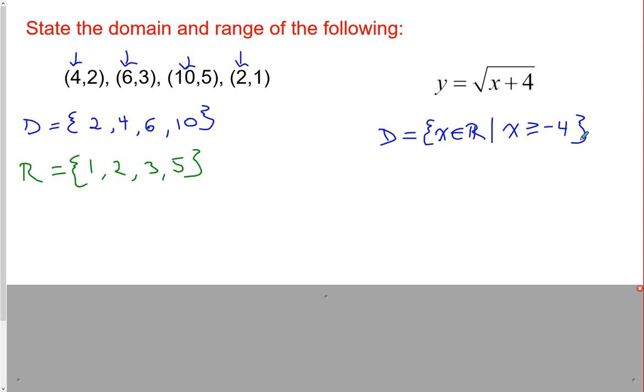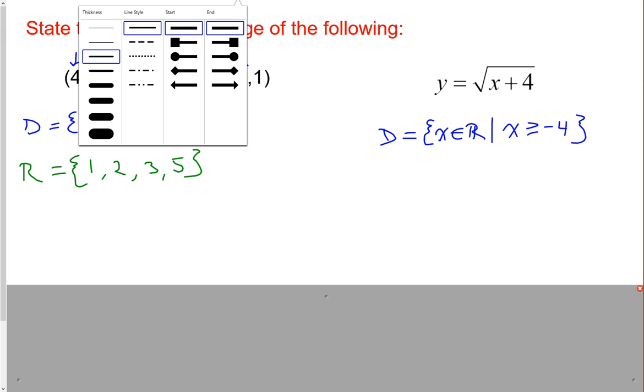It's got to be bigger than -4. Anything equal to or bigger than -4 is good. Anything less than that doesn't appear on our graph. It would not be in the domain.